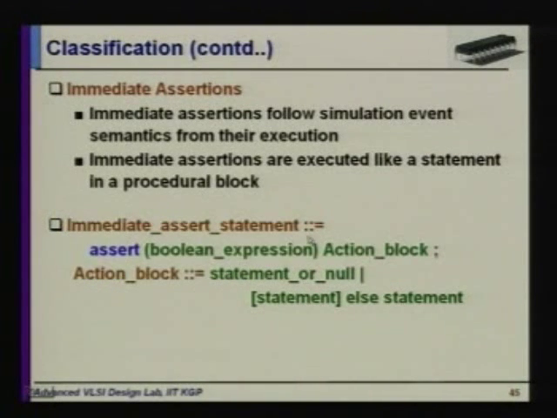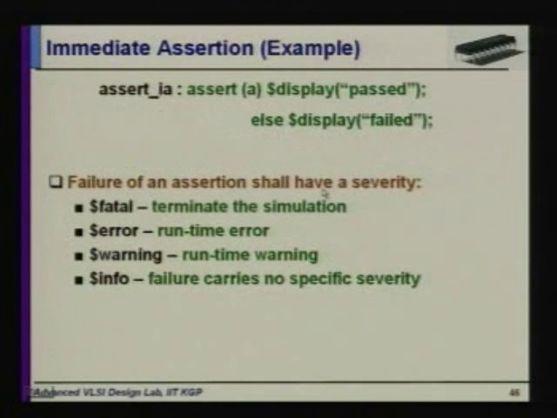And there is an immediate assertion. An immediate assertion is just like your C assert statement. It's a Boolean expression inserted within the test bench code. You can insert it, and based upon that you can evaluate and then specify your action. Immediate assertions follow the simulation event semantics in their execution, like the test bench executes. Immediate assertions are executed like a statement in procedural code. Here is an example: assert a, $display. The $display construct displays in the monitor when the design simulates that this passed or failed, like printf in C.